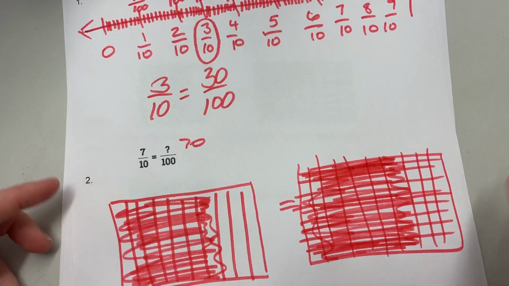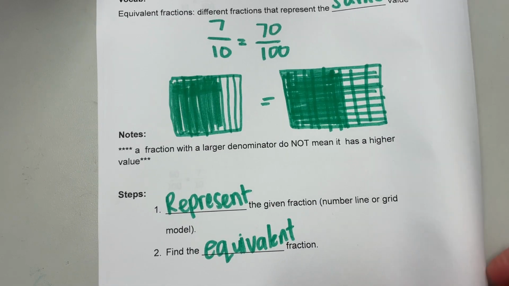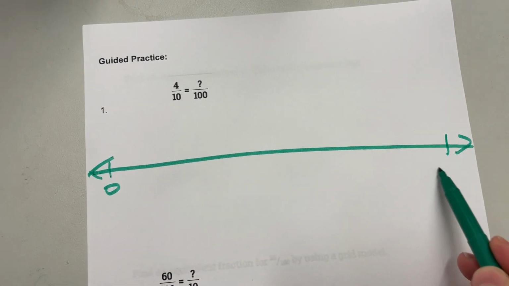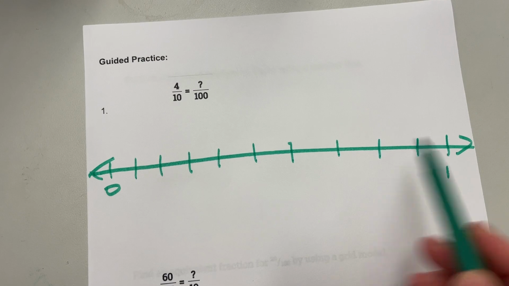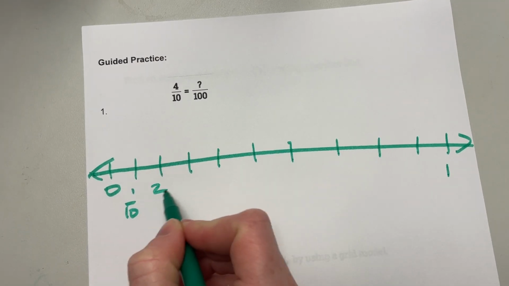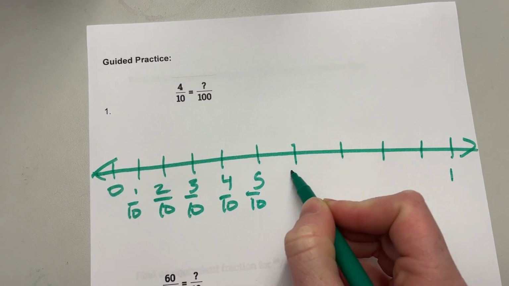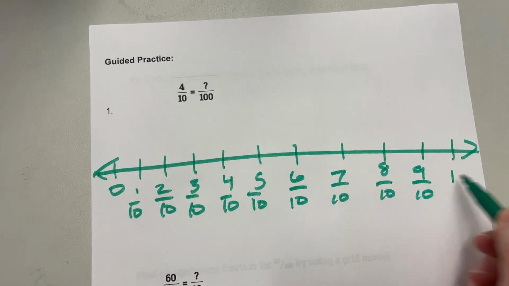Okay, you're getting out your pencil again. We're going to do two problems together now. The first one we're going to do on our number line. So if I have 4/10, I need to break it up into 1, 2, 3, 4, 5, 6, 7, 8. So I have 1/10, 2/10, 3/10, 4/10, 5/10, 6/10, 7/10, 8/10, 9/10, and then it would be 10/10.